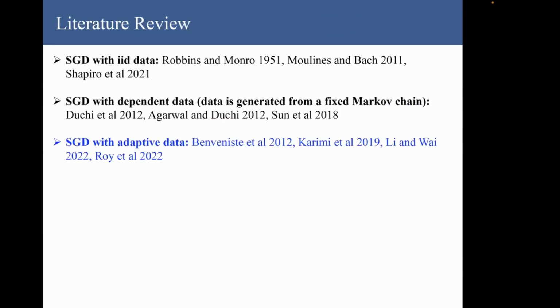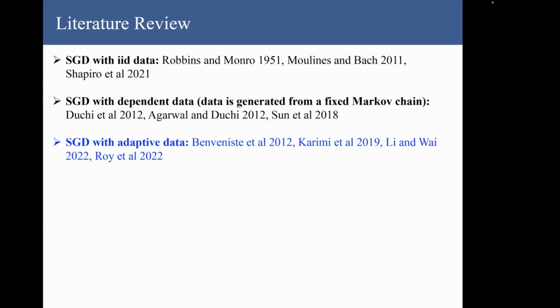Now, before I go to our main results, let me just talk briefly about the related literature to put our work in the right context. SGD with IID data has been well studied in the literature. And again, I'm talking about the light tail case. Now, there has also been some work on SGD with so-called dependent data. But the key difference there is that these dependent data are generated from a Markov chain whose transition dynamic is not influenced by my data. Even though the data are dependent on each other, they are generated from some exogenous fixed Markov chain.